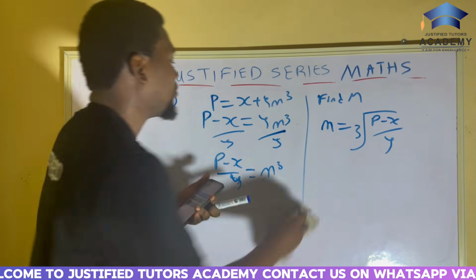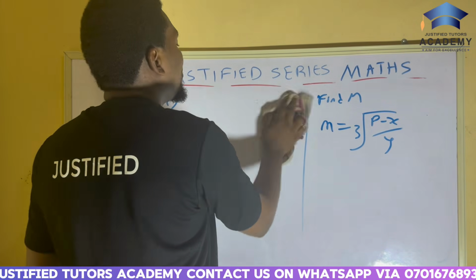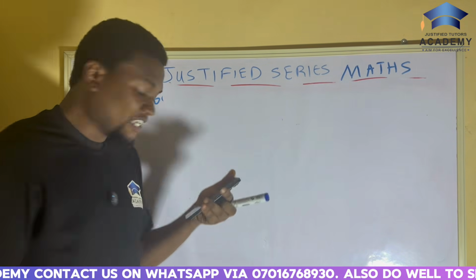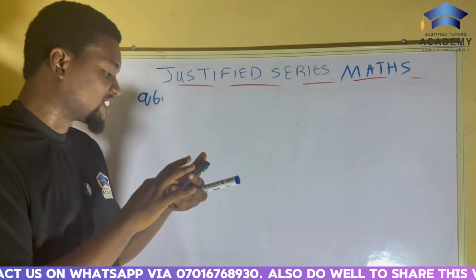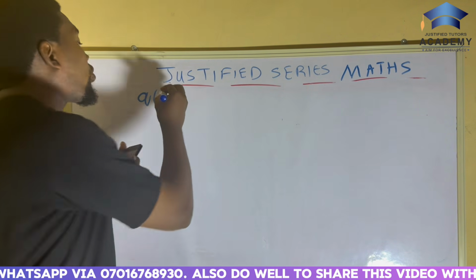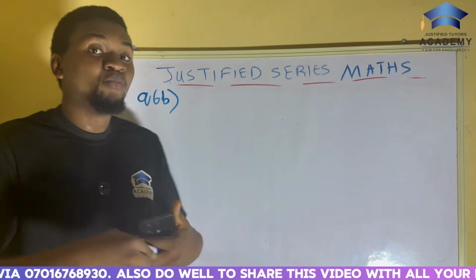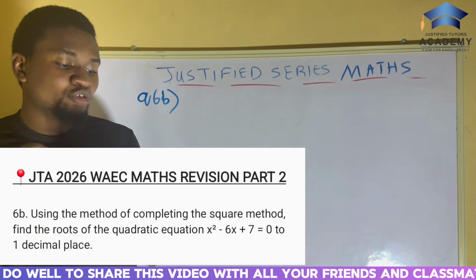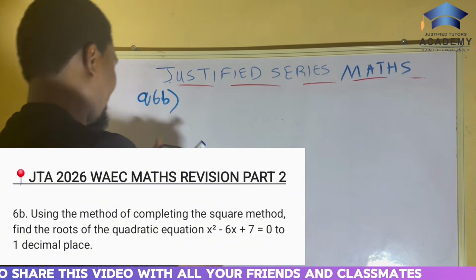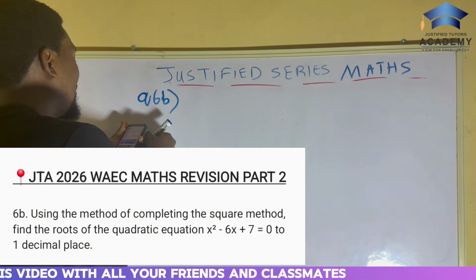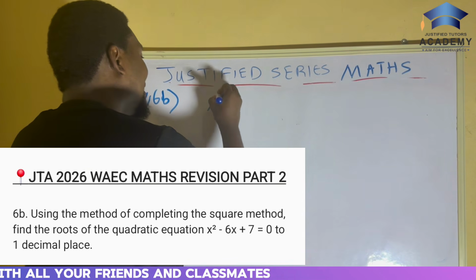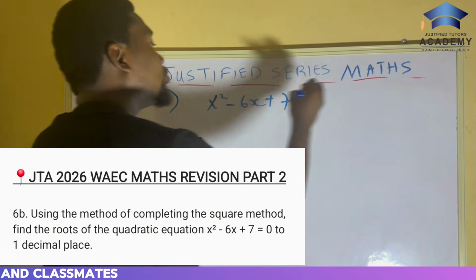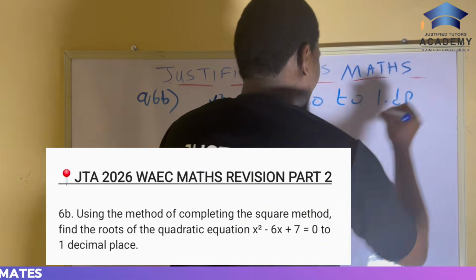Now, question B. Question B is the part I want you to focus on very well, because I have not touched this part before. It is a question on quadratic equations. But this time around, they said, using the completing the square method, find the roots of the quadratic equation x squared minus 6x plus 7 equals 0, to 1 decimal place.